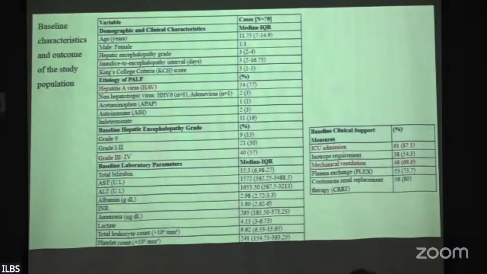These were the baseline parameters. The median age was 11.7 years, with almost equal male and female predisposition. At baseline, almost 57% presented with advanced HE, that is grade 3 and grade 4 HE, and the etiology predominantly was hepatitis A, in 77% of the patients. Almost 87% required ICU admission and 70% required mechanical ventilation.